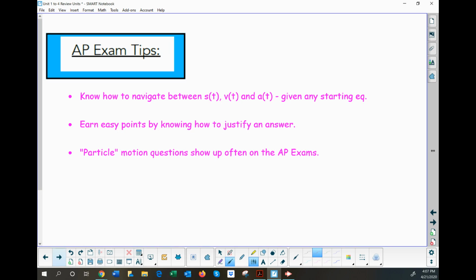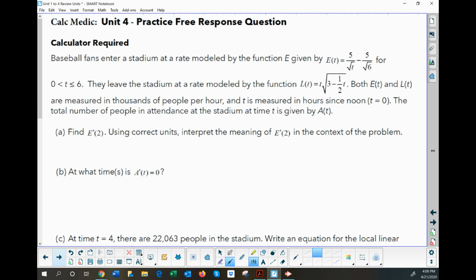AP exam tips for the day. Know how to move yourself between position, velocity, and acceleration, given any of those starting equations. Earn easy points by knowing how to justify your answers. We talked about that in the beginning in that little table. When a particle is moving left, it's because its velocity is negative. Particle motion questions show up often on the AP exam, and there's a lot of different styles, like vertical movement and horizontal movement. So that is where we're at.